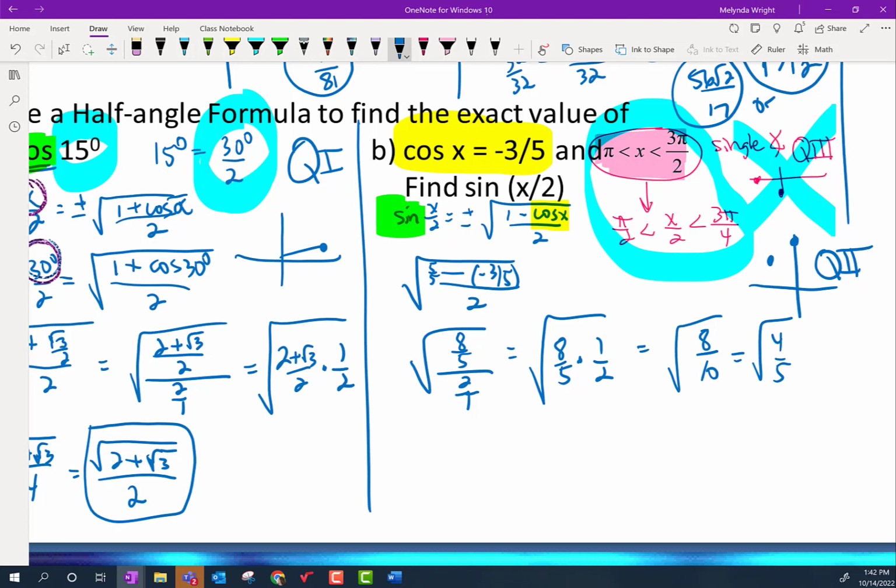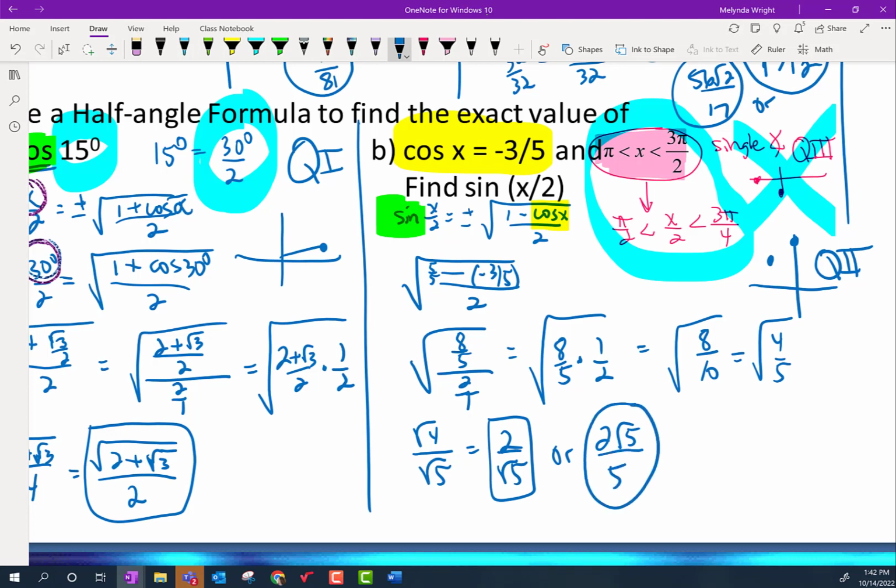Again, I don't think they're going to let us leave it like that under the big radical, 4/5, so I'm going to have to split it and do the square root of 4 over the square root of 5, which is 2 over root 5. Now, if it lets you do unrationalized things, you would be done. You would say 2 over root 5. If it wants you to rationalize, we know how to do that, right? We just multiply by root 5 over root 5. So the rationalized answer would be 2 root 5 over 5. I know it's kind of funny, sometimes it wants you to rationalize and sometimes it doesn't care. All right, how are we doing?